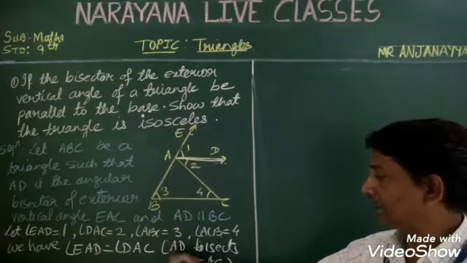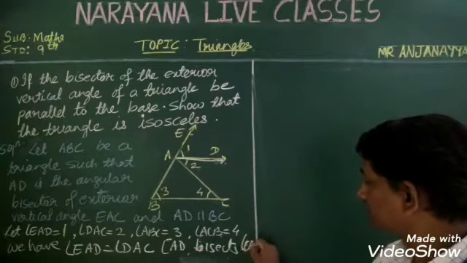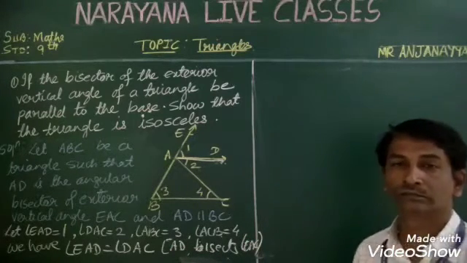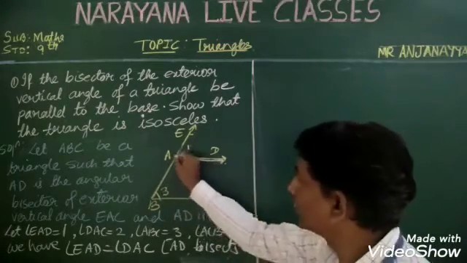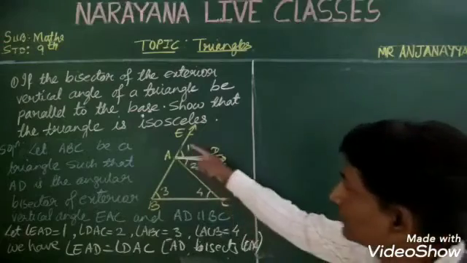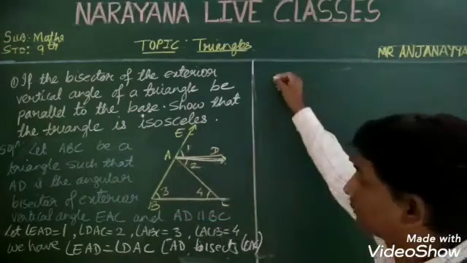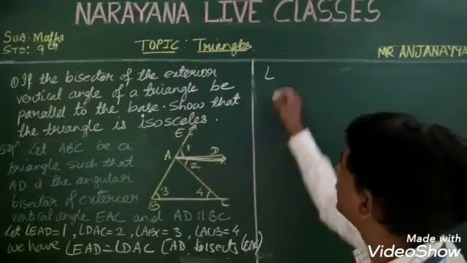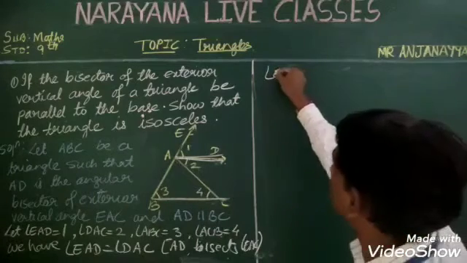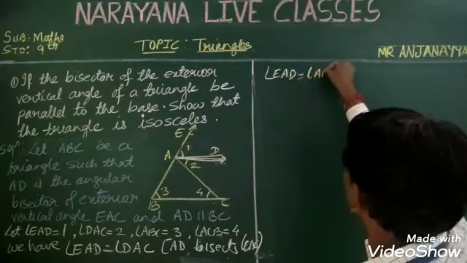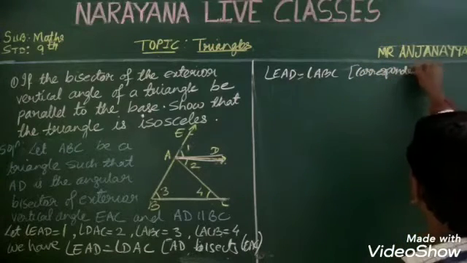We can give the reason as AD bisects angle EAC. Also we know these are corresponding angles because we know these two lines are parallel. So these are corresponding angles, same position, above the line. So I can say angle EAD is equal to ABC. Reason is what? Corresponding angles.